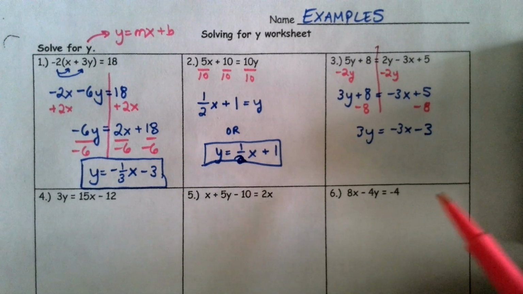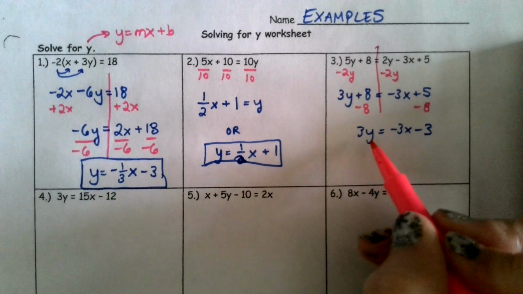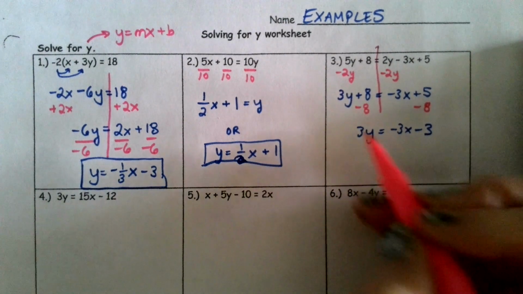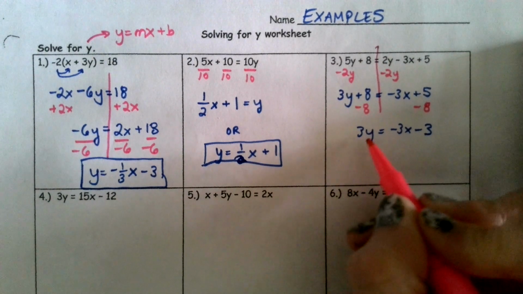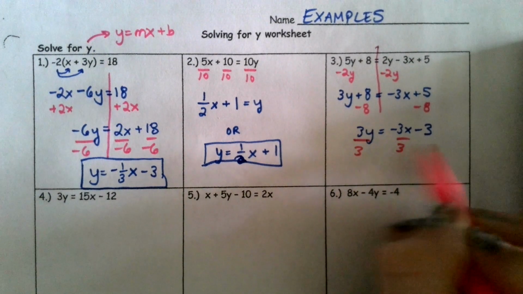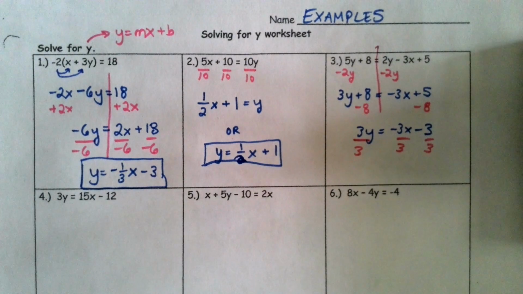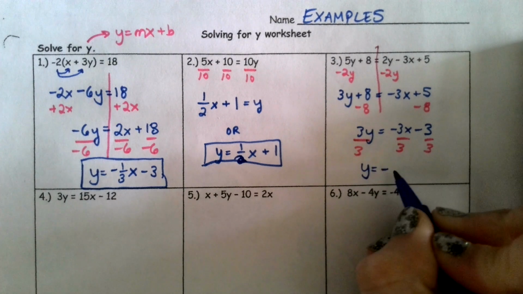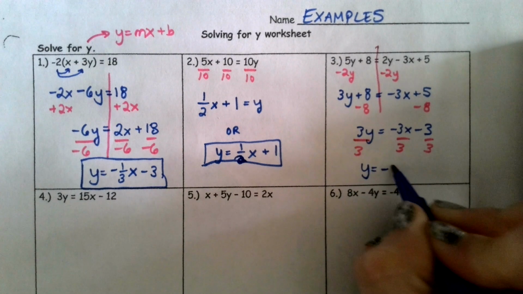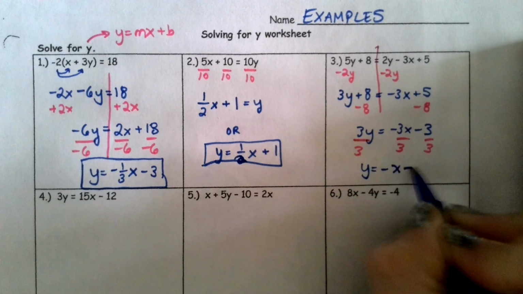And then now we just have one more step to solve, which is to get y alone, which is to divide everything by 3. So since y is being multiplied by 3, we're going to divide every single term by 3. And then we'll have y equals negative 1x, which you don't need to write that 1 in front, so we can just write negative x, and then this will be minus 1.